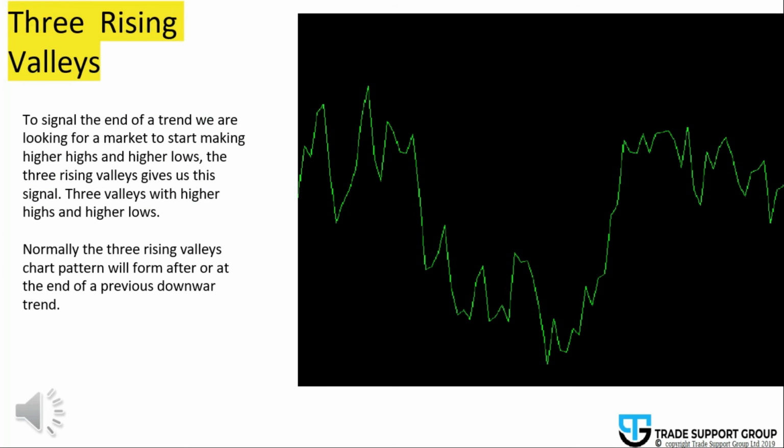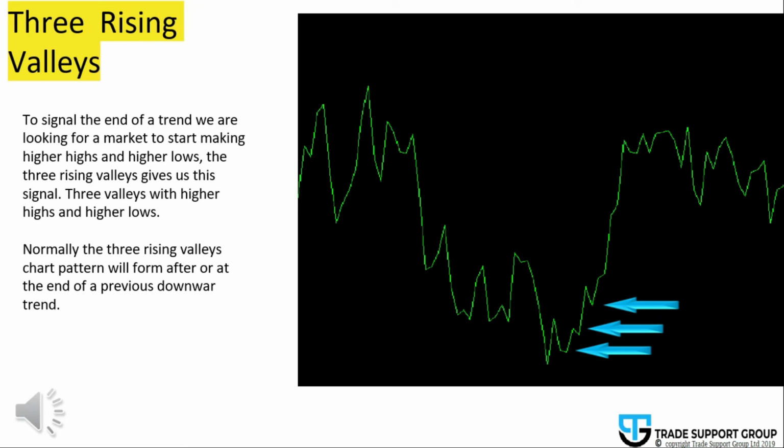Here we will take a look at the three rising valleys. Normally, the three rising valleys chart pattern will form after or at the end of a previous downward trend. As the name implies, we are looking for three valleys with each of the three lows being higher. To signal the end of a trend, we're looking for the market to start making higher highs and higher lows. This is where the three rising valley gives us this signal.